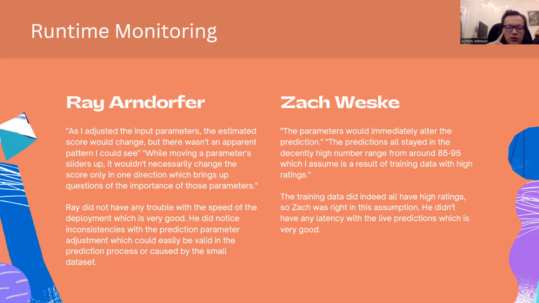Zach said the parameters would immediately alter the prediction. The predictions all stayed in the decently high number range from around 85 to 95, which I assume is a result of training data with high ratings. That's completely right. The training data did have high ratings, so Zach was right in this assumption. And he didn't have any latency with the live predictions, which is very good. The high ratings were due to these being top-rated games of the last decade.